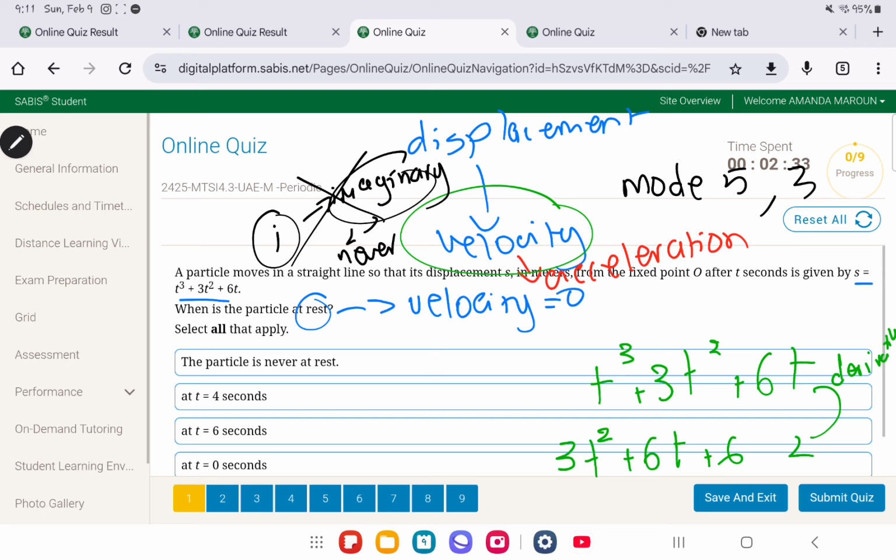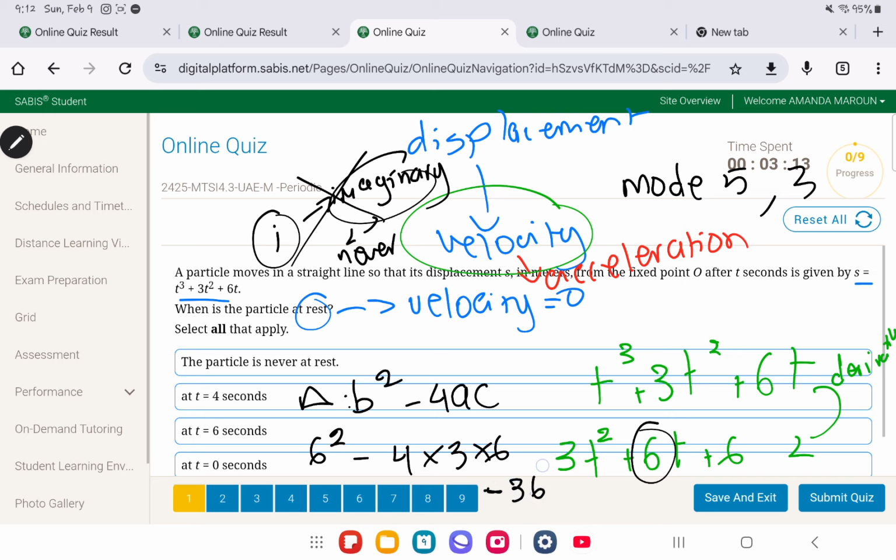Okay, now for the people that do not have the mode setup thing, we can very simply find the discriminant. Its equation is b squared minus 4ac. Our b in this case is 6. It's going to be 6 squared minus 4 times 3 times 6. If you put it on your calculator, you will get a negative number, which is negative 36.